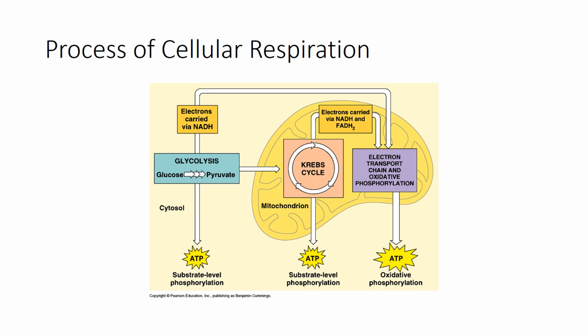Do notice that glycolysis and the Krebs cycle both use substrate level phosphorylation to make some ATP, whereas the electron transport chain uses oxidative phosphorylation. Okay, and as I said earlier, the substrate level phosphorylation, or SLP, only produces a small amount of ATP, whereas oxidative phosphorylation is going to produce a whole lot of ATP.